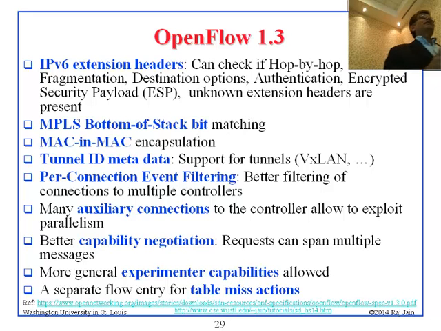MPLS was handled in 1.1, but the bottom of the stack bit was left out. You see, MPLS has a stack of labels, and there's a bit in the label that says bottom of the stack, means no more. That was left out. So that is here. MAC in MAC is here. Tunneled ID metadata. And so if there is a VXLAN and other things that we talked about this morning, those can be handled here. Per connection event filtering. And so it is possible that one switch may have multiple controllers.